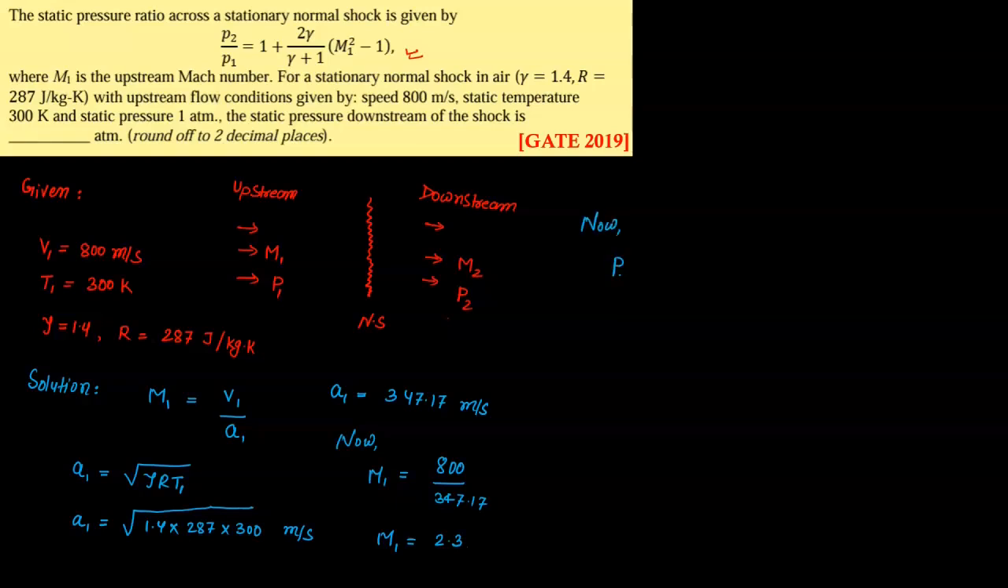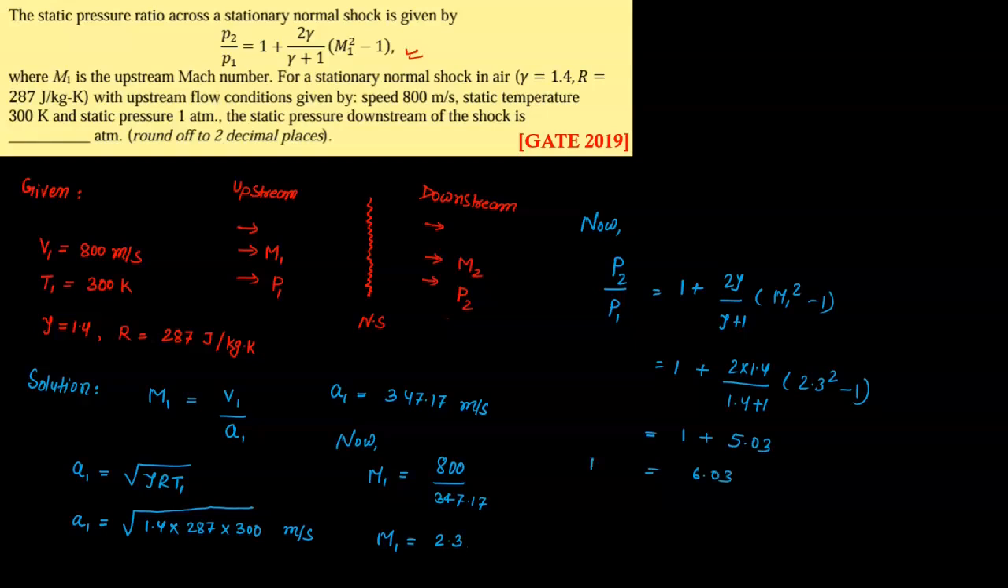So here we have the relation between pressure P1 and P2, and this is given by 1 plus 2 gamma divided by gamma plus 1 multiplied by M1 square minus 1. So let's put all these values here, and we will get 1 plus 2 times 1.4 divided by 1.4 plus 1, and then 2.3 whole square minus 1. So let's solve this, and we will get this as 1 plus, now solving this term, we will get this value as 5.03. So we can write this as 6.03, and this is basically the pressure ratio across the normal shock wave.